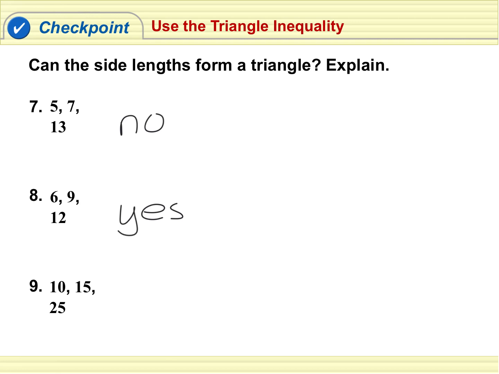Okay, what are my 2 smallest numbers on 9? 10 and 15. Add those together. 25. Is that greater than 25? No, that's equal, so it has to be no. Any questions over the triangle inequality? Okay, you just have to make sure your two smallest sides, I'm going to use A plus B, those are your smallest sides, they have to be greater than your longest side. Okay?